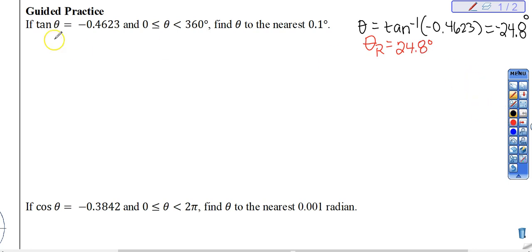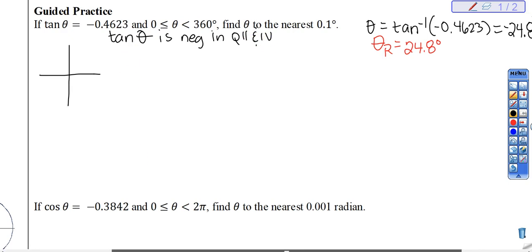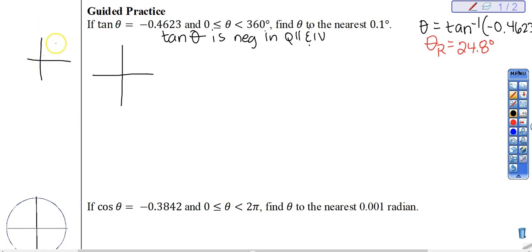So here's what I'm going to do. I'm going to come on over here, and I'm going to draw a little picture, and I'm going to make a statement. Tangent of theta is negative in quadrants 2 and 4. Right? And you could, of course, go and remind yourself of our little a smart trig class. Remember that. So in quadrants 1 and 3, tangent is positive. So in quadrants 2 and 4, it's negative.